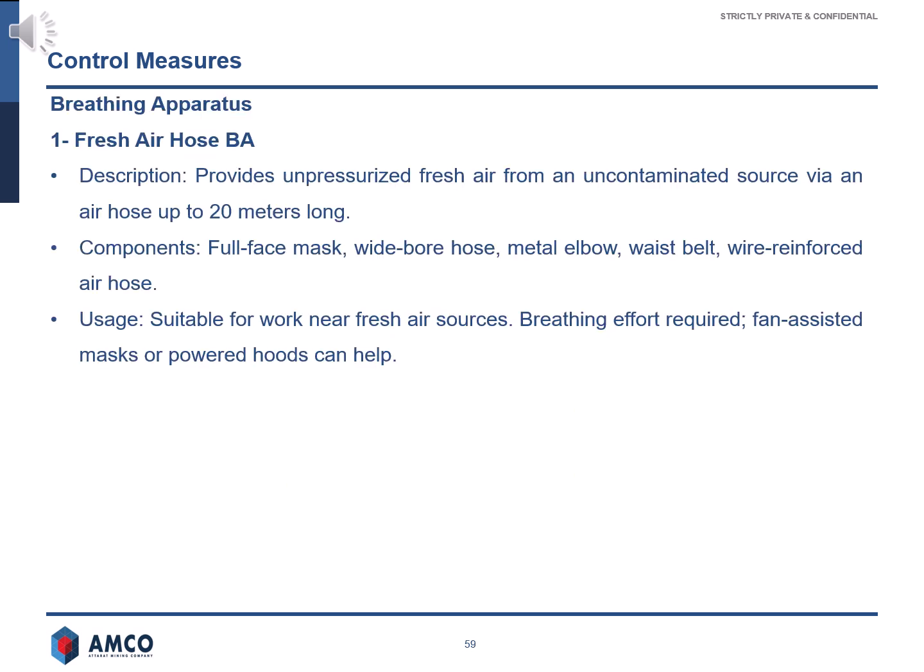Breathing apparatus. 1. Fresh air hose BA. Description: provides unpressurized fresh air from an uncontaminated source via an air hose up to 20 meters long. Components: full face mask, wide bore hose, metal elbow, waist belt, wire reinforced air hose. Usage: suitable for work near fresh air sources. Breathing effort required, fan assisted masks or powered hoods can help.